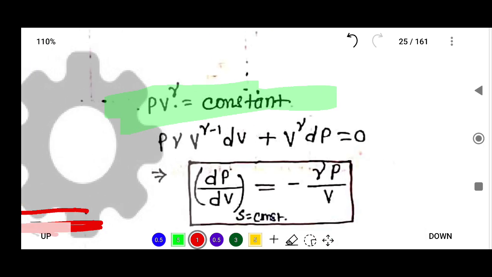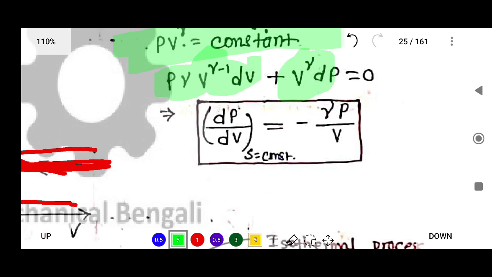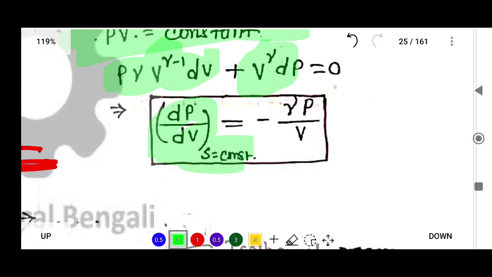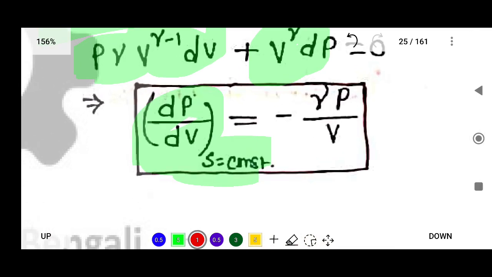If you take the derivative of that, P gamma V to the power gamma minus 1 dV plus V to the power gamma dP is equal to 0. From here you can calculate the slope. So dP by dV at S equal to constant, that means a reversible adiabatic process, is also known as an isentropic process. So here S equal to constant means this is an adiabatic process.